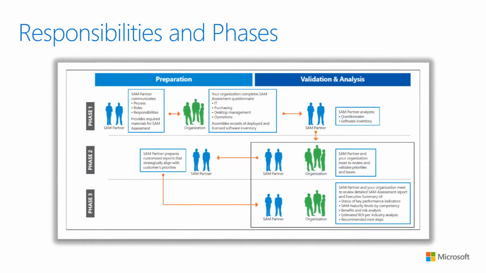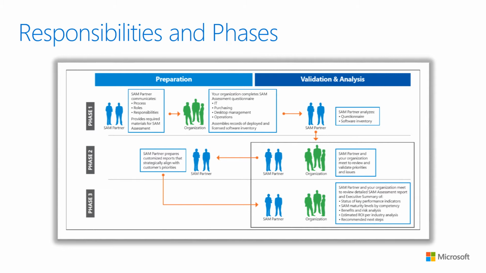It's typically a SAM partner that helps a customer to assess their SAM maturity and then helps them to establish people, processes and technology to move from one optimization level to another and thus to increase their SAM maturity. This diagram shows the responsibilities of both customers and partners as the SOM assessment is carried out across 3 phases.